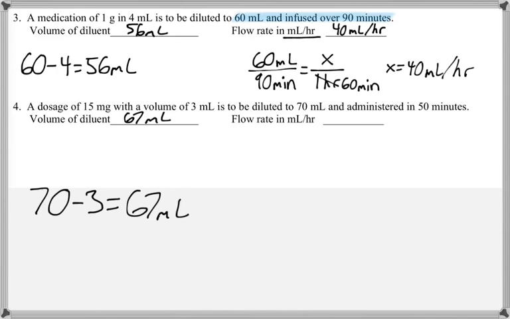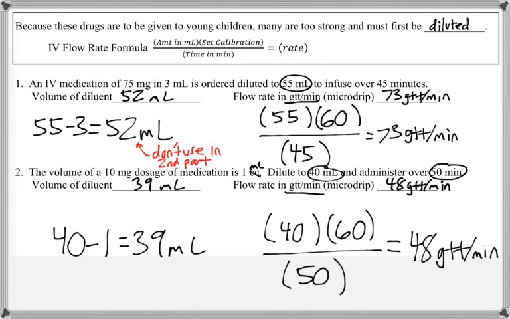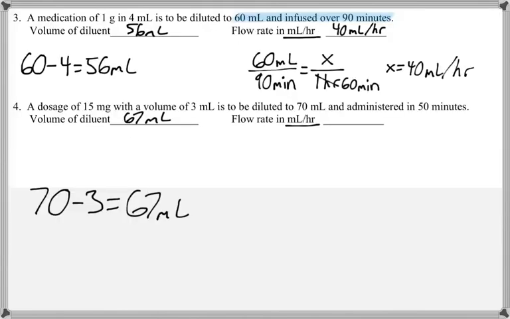Okay, so for the flow rate in mLs per hour, we are not going to be using the flow rate formula like in 1 and 2, but let's look at what we know. We know that the 70 mLs is being administered in 50 minutes. So we know that the rate is 70 mLs per 50 minutes. So we just need to know what that is in per hour.